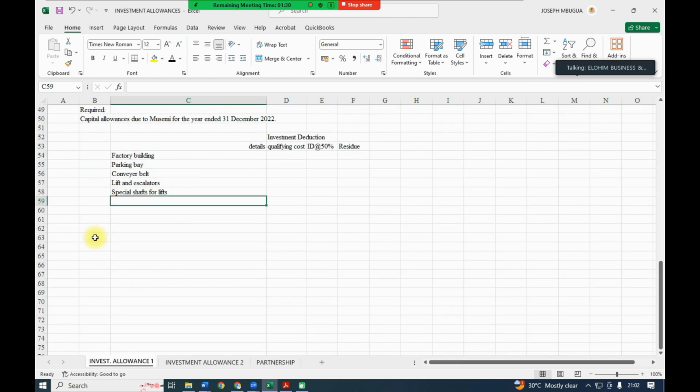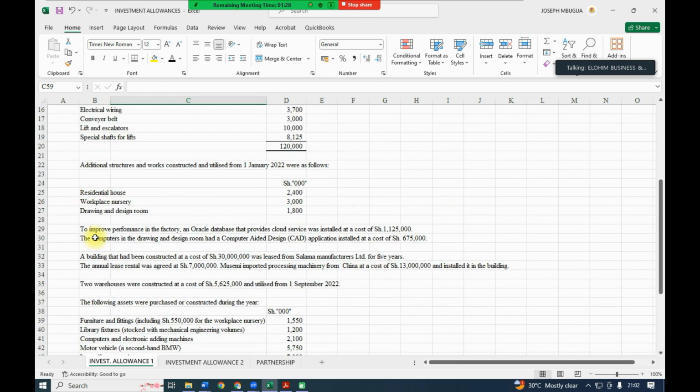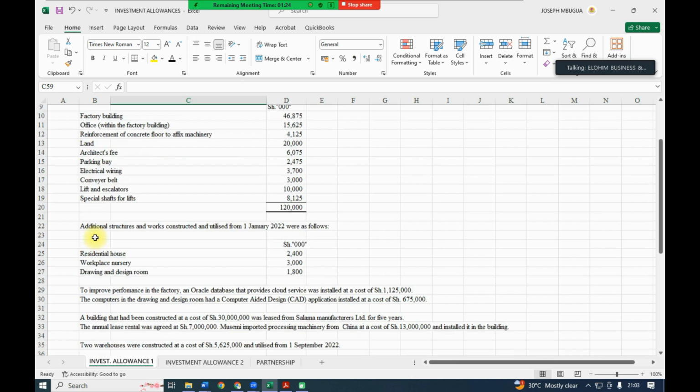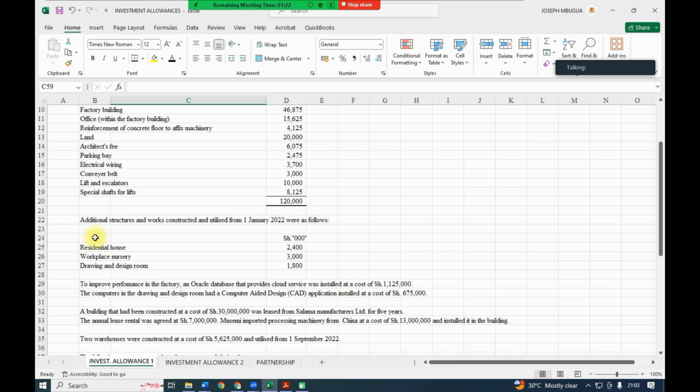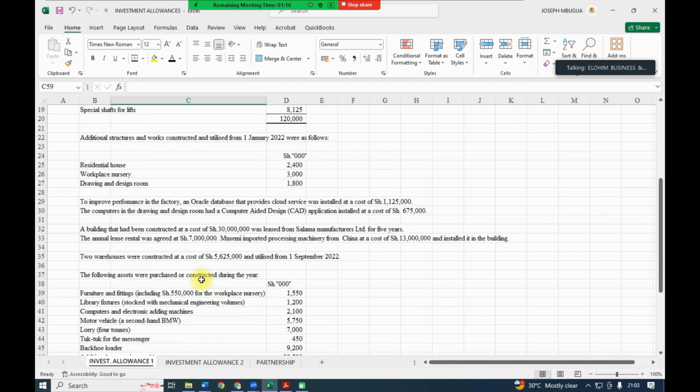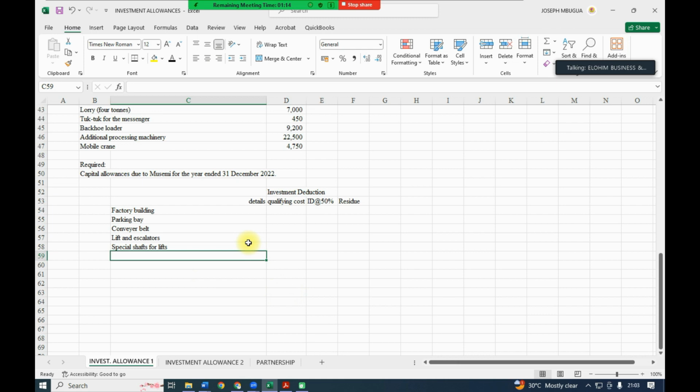So let me see whether we had. So here we don't have machinery, but they are saying the reinforcement of concrete floor to affix machinery. I think somewhere there was machinery. Yeah, the semi-imported processing machinery. We shall come and deal with that. First, we deal with this.